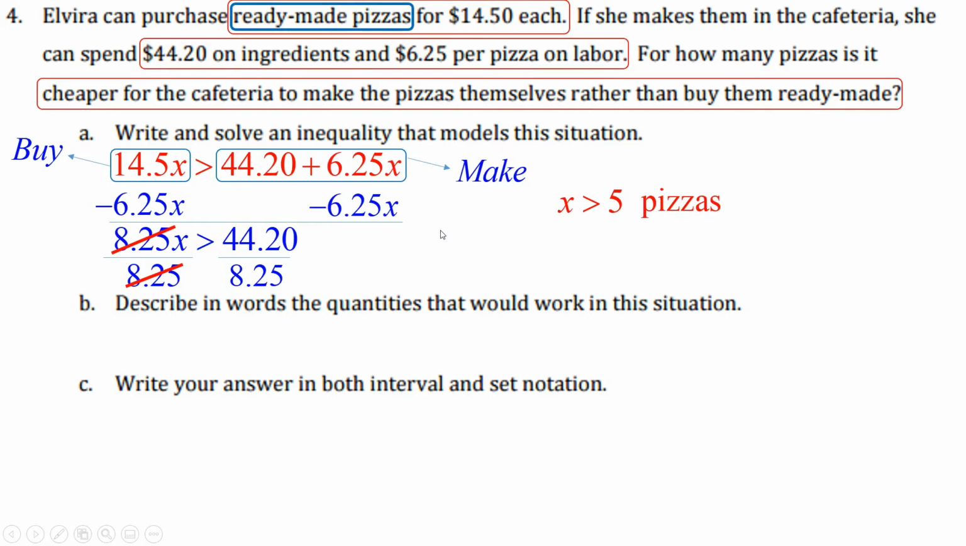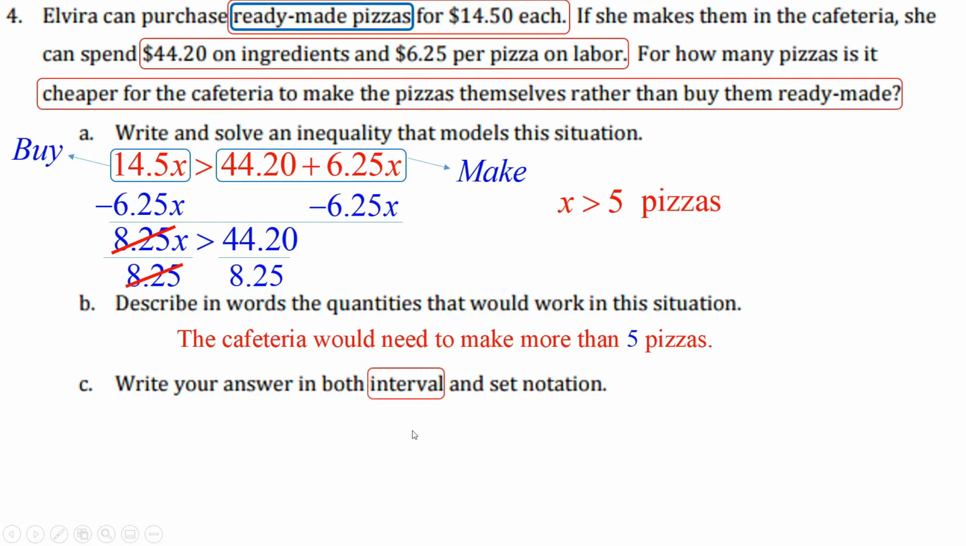All right. Now, describe in words the quantities that would work in this situation. Well, the number of pizzas has to be greater than 5, right? Let's see. The cafeteria would need to make more than 5 pizzas. And now my favorite part, write your answer in both interval and set notation. As soon as I see the word interval, I'm thinking comma right there.